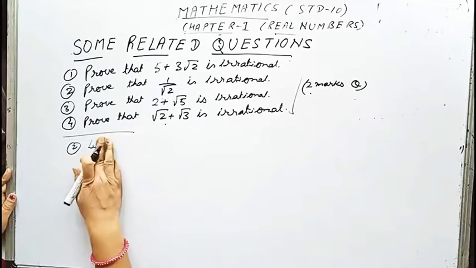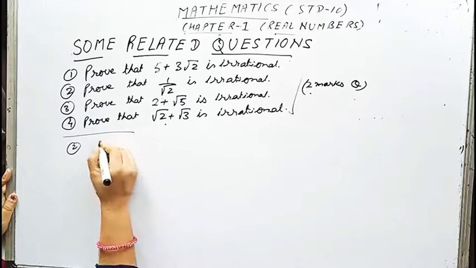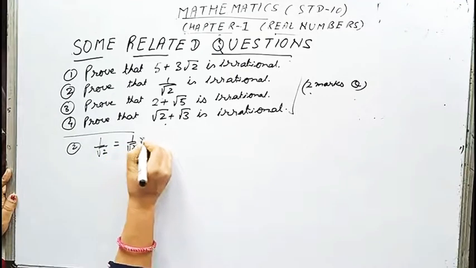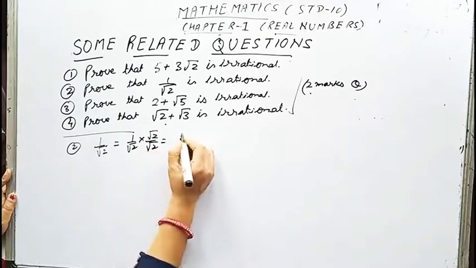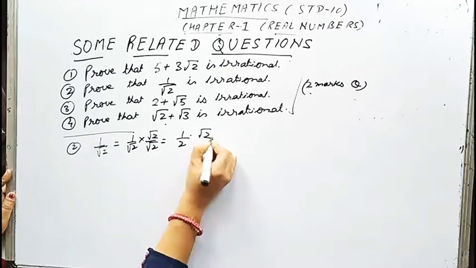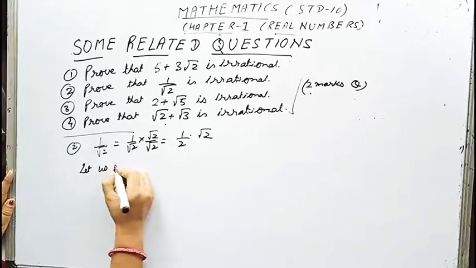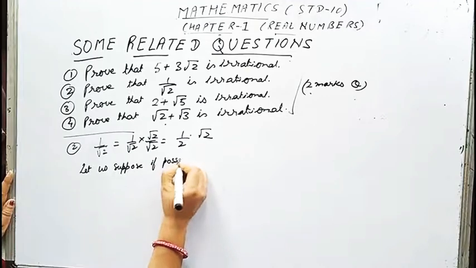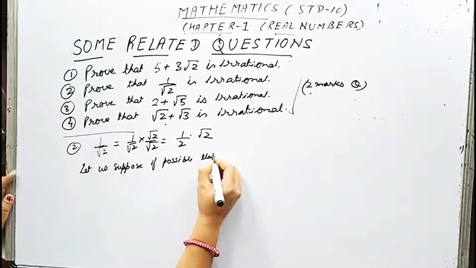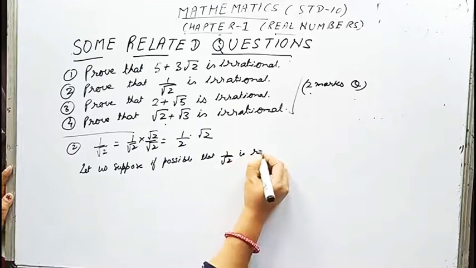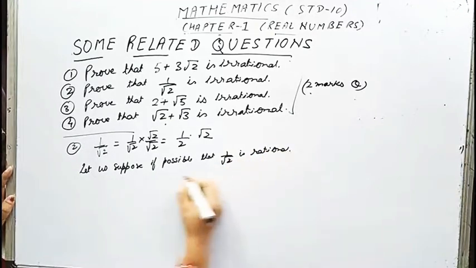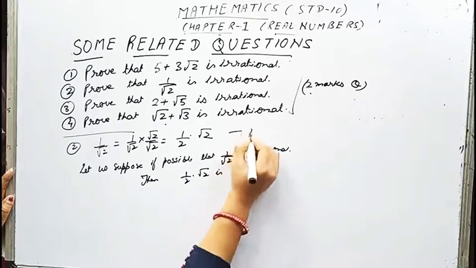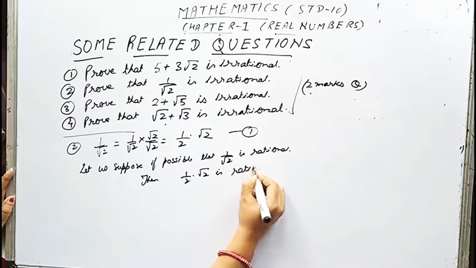Let us first remove the denominator which is in the form of a surd. 1 by root 2 we can write as 1 by root 2 into root 2 by root 2 equals 1 by 2 into root 2. Now again the same statement. Let us suppose, if possible, that 1 by root 2 is rational, then 1 by 2 into root 2 is rational.